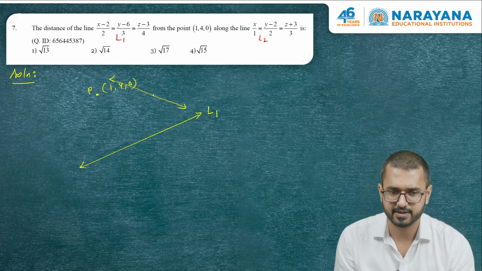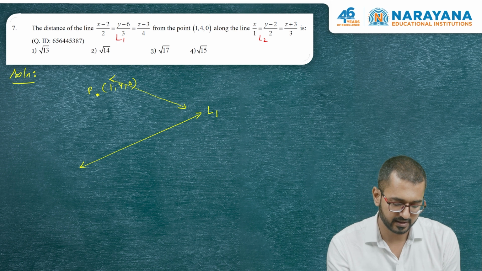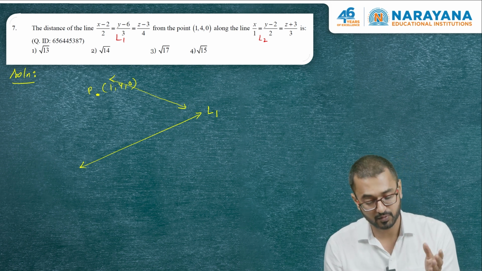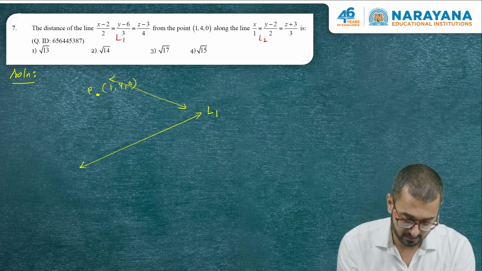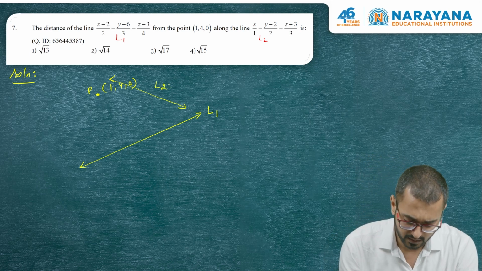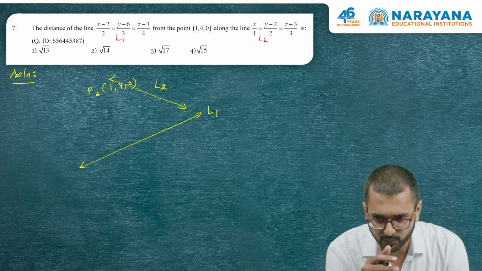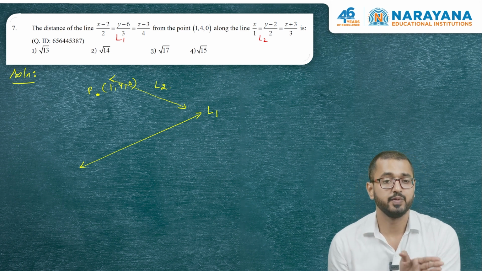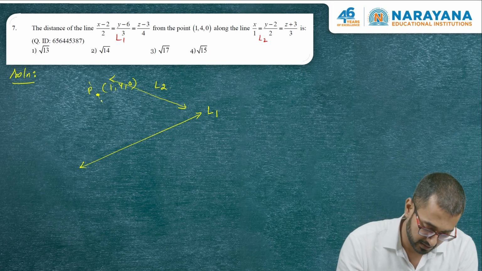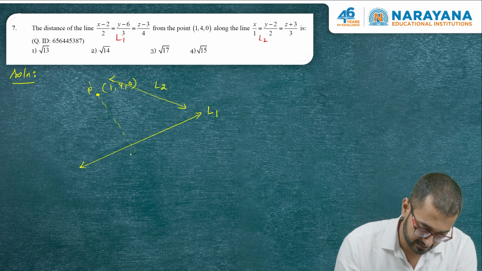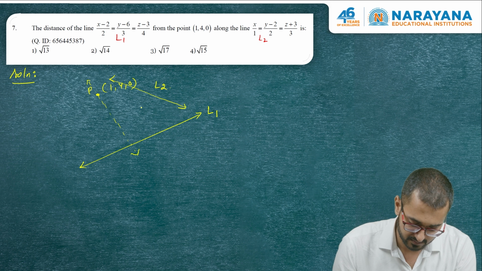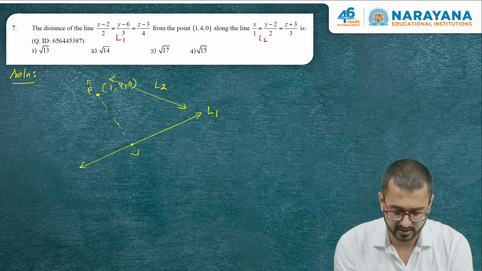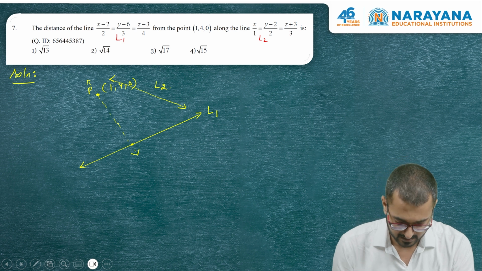When you are finding the distance of a point from a line, basically we find the perpendicular distance. But here they are asking us to find the distance along the line. That means we will construct a line passing through P and parallel to L2, and then solve for their point of intersection. It should be like this, along L2. We'll solve this, get this point, and then by the distance formula we get the distance.